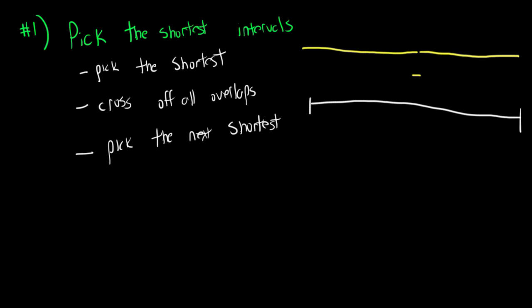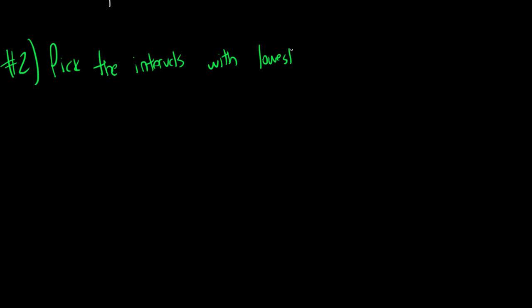Well, okay, we see that overlaps are a bit of a problem. So, okay, let's use that to our advantage. What if for our next method of greed, we pick the intervals with the lowest overlap? Right, that's going to solve our problem. So what is our procedure going to be? Well, number 1, we will start off by picking the least overlap.